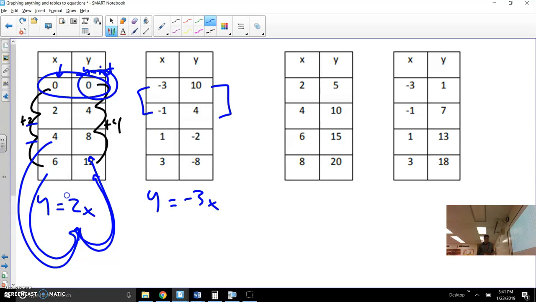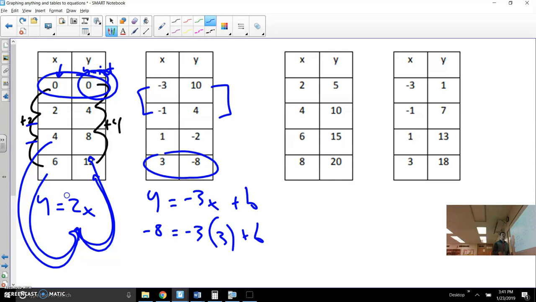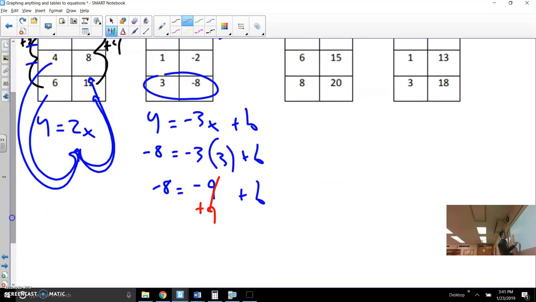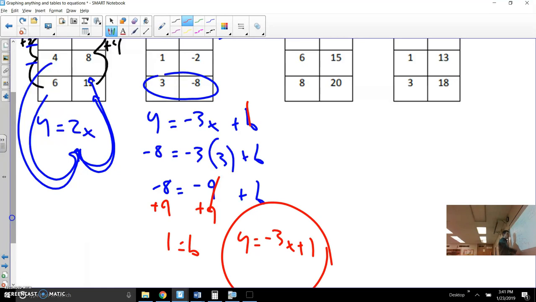So what I want to do is I'm going to pick a point and say if you were to replace y with, for example, -8, and I was going to replace x with 3, well, what number would I need in the back to really make all this work out mathematically? So 3 and -3 multiply to be -9, and so I really need that to calculate -8. So I'm going to add the 9 over, solving for b, and that number is a 1. So I'm going to go back and replace b with the number 1. So y equals -3x plus 1.